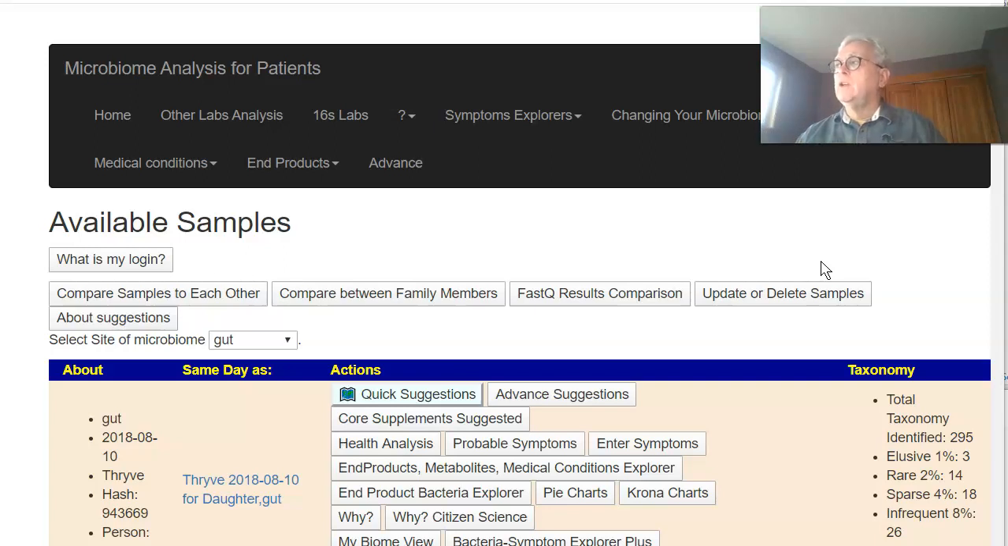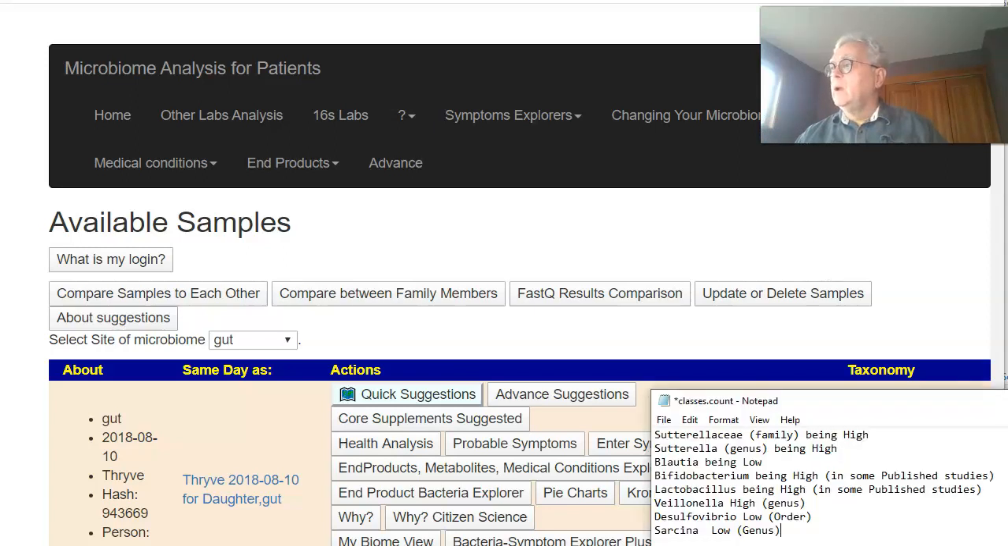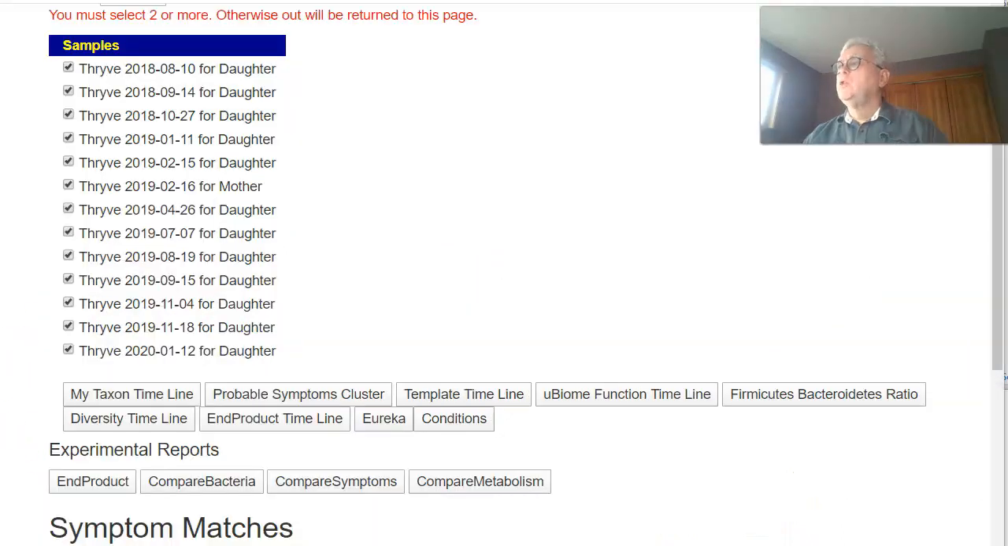What we are doing is we looked at the general pattern where things are likely to change, and now we're going to see whether or not that pattern applies to this specific child. And how do we do it? Well, we go and click compare samples to each other as shown here, which now gives a list of all of the samples.